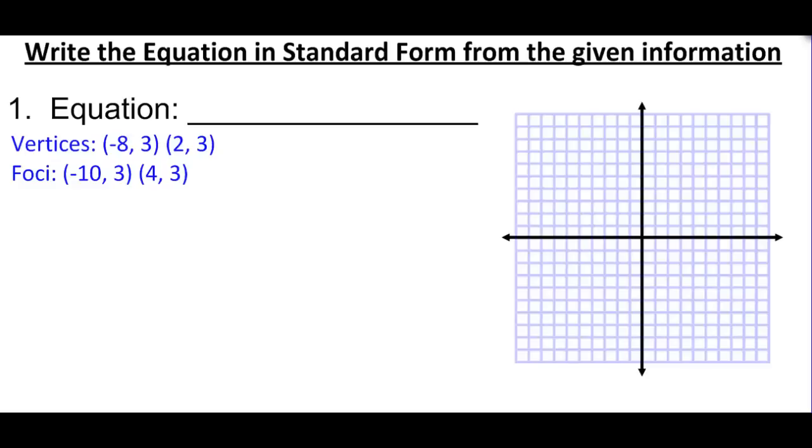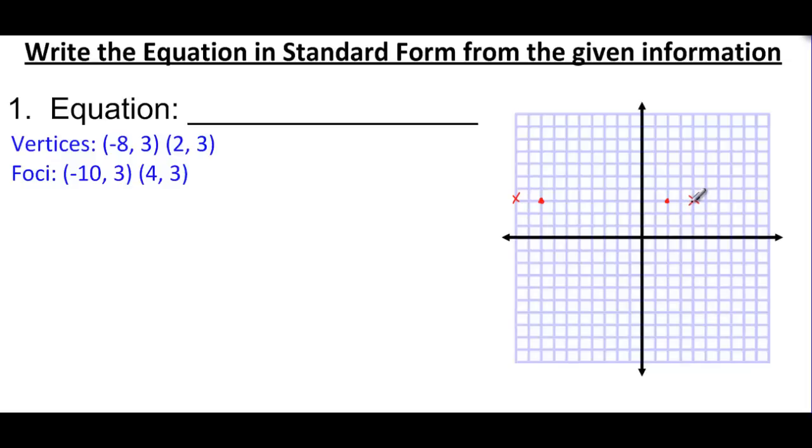So in our first equation, I'm going to actually just use this little graph off to the side just to make it a little bit easier for you to see. But again, for my class, you're not going to be given a graph, you're just going to have to map it out, and I will go through some examples like that. So the first one, I have vertices at negative 8, 3, and at positive 2, 3. And then I have two focal points at negative 10, 3, and at positive 4, 3.